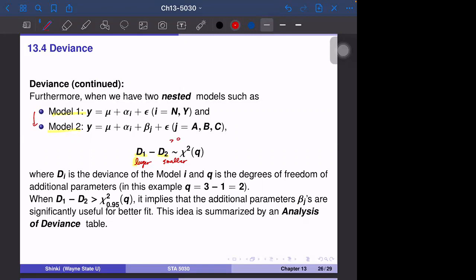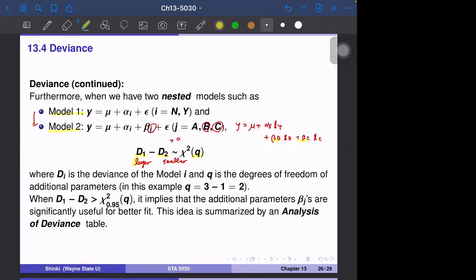Here Q is the difference in the number of degrees of freedom. In this case, for model 2, we have seen that J can be B or C. To be exact, this model is Y equal to mu plus alpha I times the indicator function of A, plus beta B times the indicator function of B, and beta C times the indicator function of C. So we have 2 additional parameters here. So Q is equal to 2.